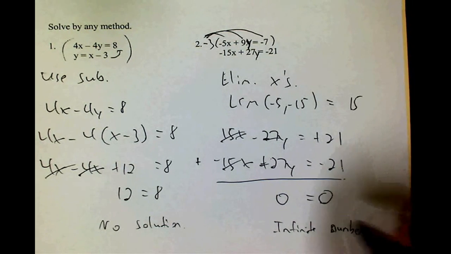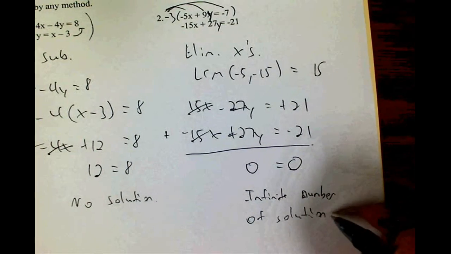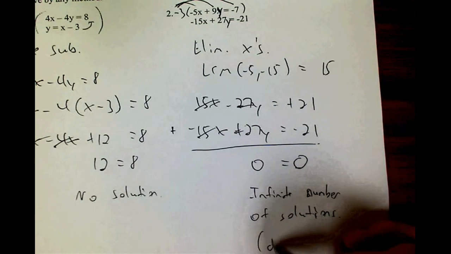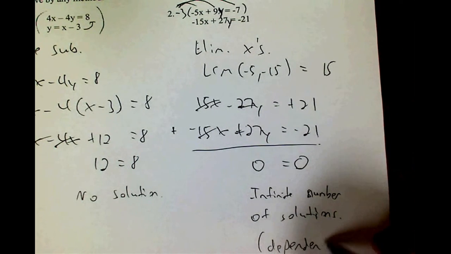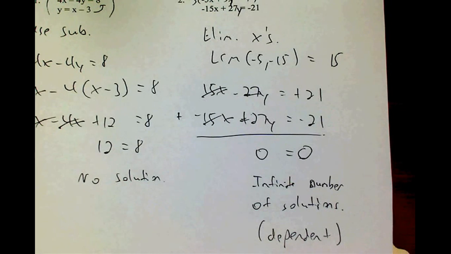Anytime you get a true statement like this, it's always true, it's an infinite number of solutions. This is called a dependent system. Dependent. And so just be aware. You may get no solution, you may get one solution, you may get an infinite number of solutions. But that's how we do systems.